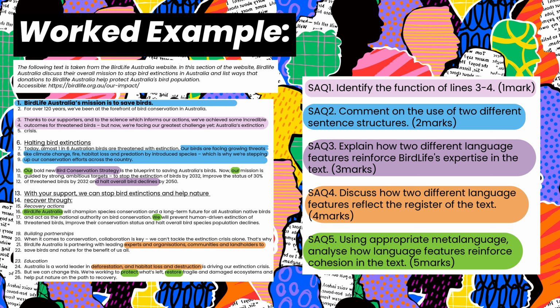Question 2 is about 2 different sentence structures. So I already know I need to be looking in this text for 2 sentence structures and they need to be different. Remember here, sentence structures include fragments, simple sentences, compound sentences, complex sentences, and compound complex sentences.